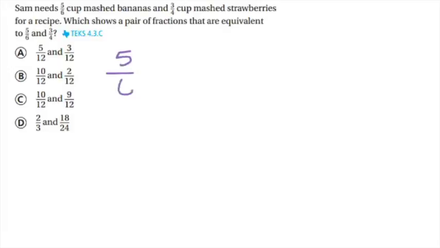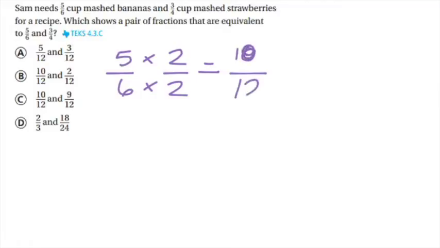I'm going to multiply 5/6 by 2/2. And we know that 2/2 is the same thing as 1 whole. So I'm doing this and I want to see what I get. All right, so 5/6 times 2/2, I can go straight across. 5 times 2 is 10, and then 6 times 2 is 12. So 10/12 is a possibility, okay?